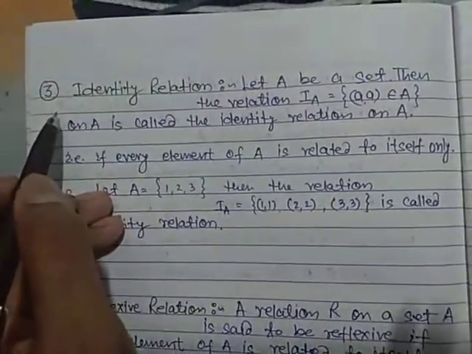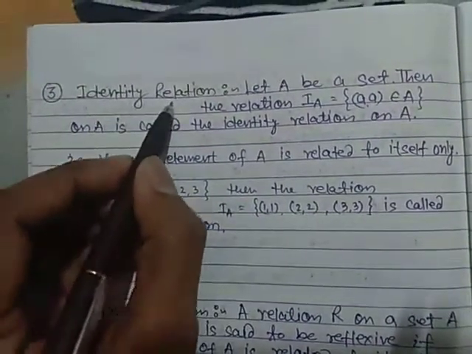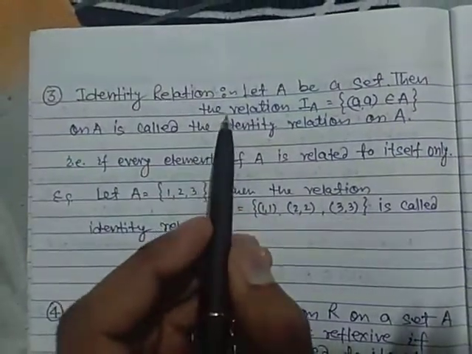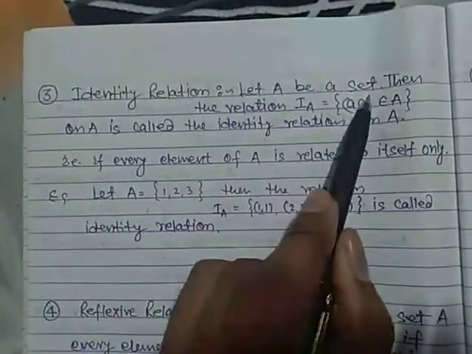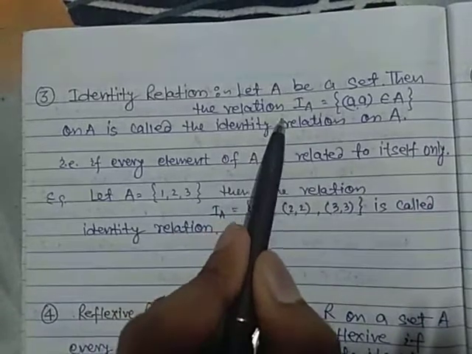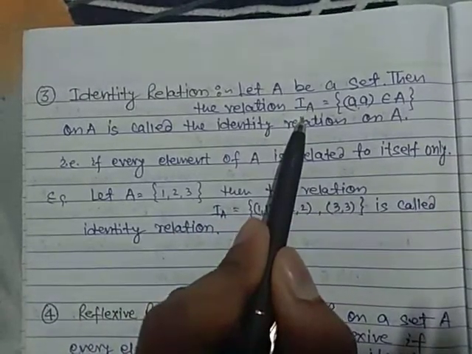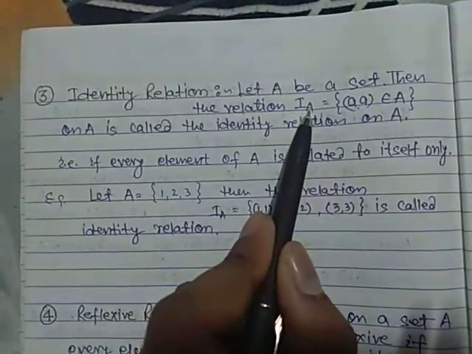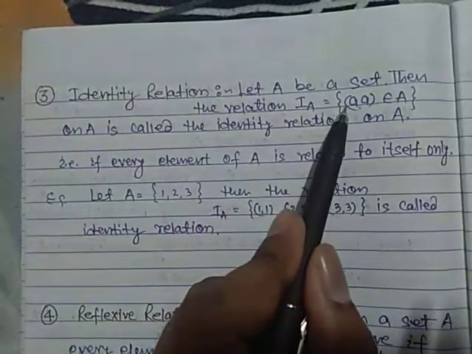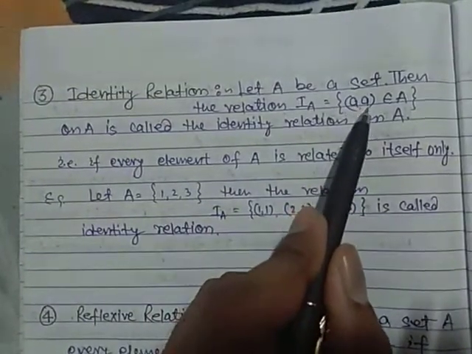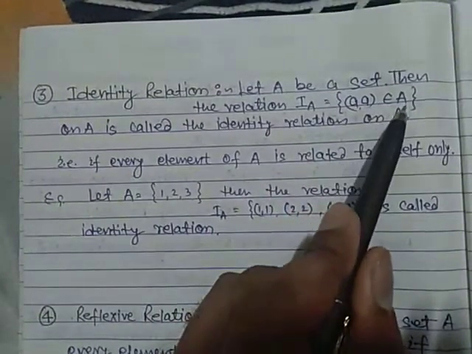The next relation we have is known as identity relation. What is identity relation? Let A be a set, then a relation I, with a small a written on the bottom, is defined as the set of (a, a) ordered pairs, where a belongs to set A.